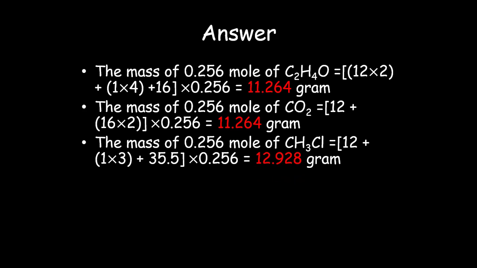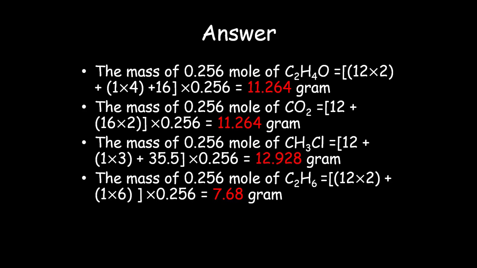Next, the mass of 0.256 mole of CH3Cl equals 12 plus 1 times 3 plus 35.5, times 0.256, equals 12.928 grams. That's very near to our answer. Let's see the last one. The mass of 0.256 mole of C2H6 equals 12 times 2 plus 1 times 6, times 0.256, equals 7.68 grams. So definitely the answer is C.